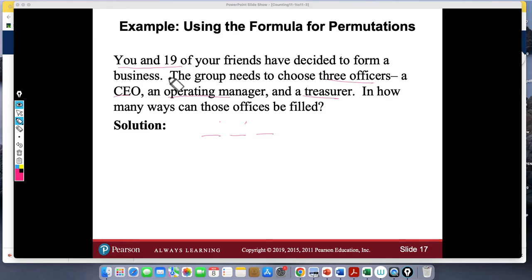How many people are we choosing from? Be careful, it's not 19, it's 20. I went with 19 because I forgot to count myself. You and 19, so there's 20 people. So really this just breaks down to 20 times 19, because each time we make a choice we don't get to use it again, times 18. That's the answer there.